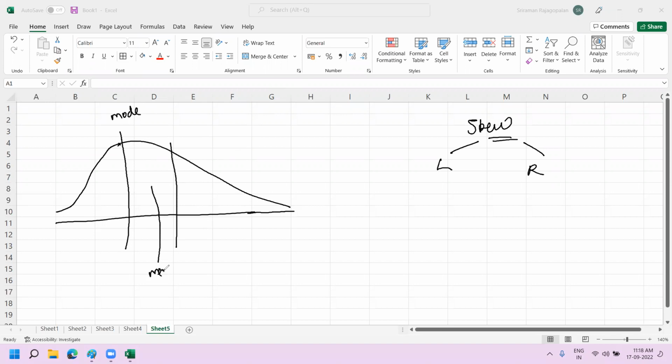So mean, median, mode. The area to the right of the mode, if that is greater compared to the left side, this is called right skew. When you are well prepared for the test and the average score is 50, most of the students fall in this area.